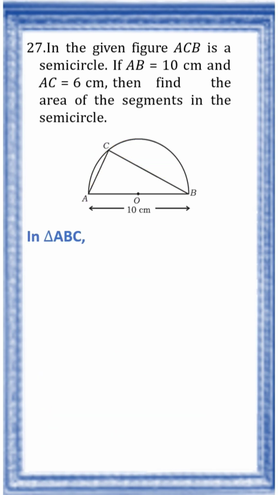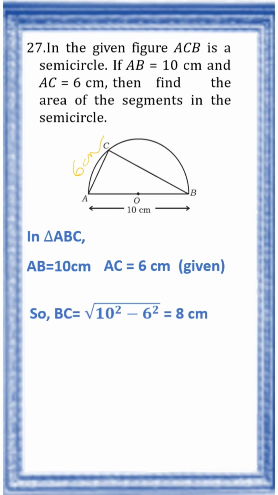Now, in triangle ABC, we know base, that is 6 centimeter, isn't it? But now let us find BC. How can we find? By using Pythagorean theorem. So BC is equal to square root of 10 square minus 6 square, that is equal to 8 centimeter. You know that 6, 8, 10 are the Pythagorean triplet. You can directly write that BC is 8 centimeter. Anyhow, we have written it.